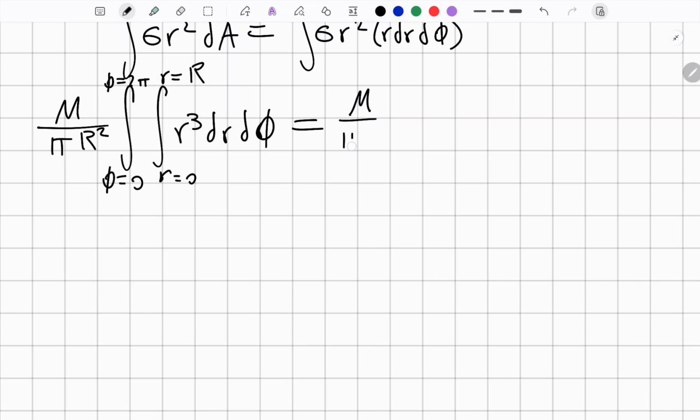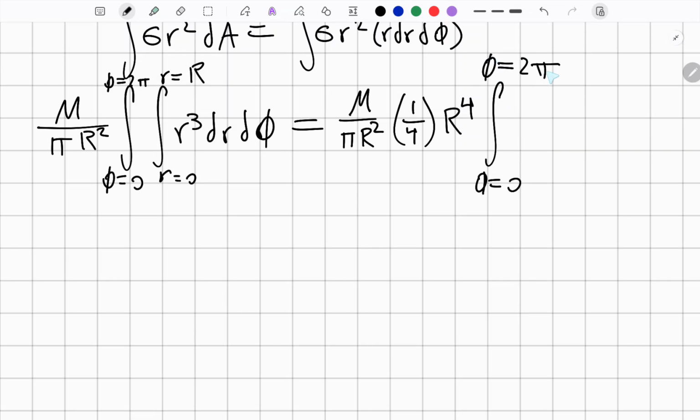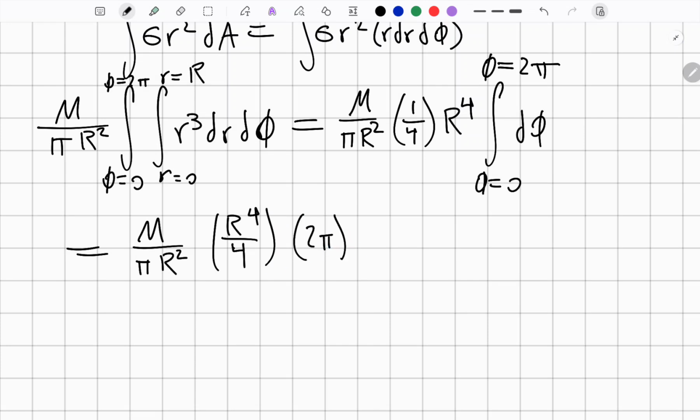So we're going to have m over pi r squared. When we evaluate that r cubed dr, we're going to have 1 over 4. Substituting in our r and our 0, we're going to end up with r to the 4th. You can confirm this. And then we're just simply going to be left with the integral from 0 to 2 pi d phi, and that's just simply going to work out to 2 pi.